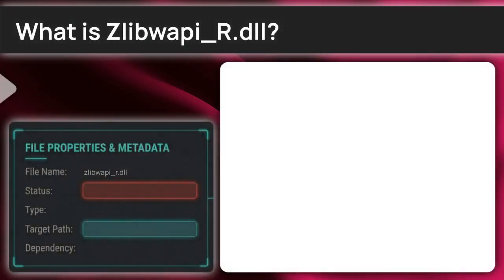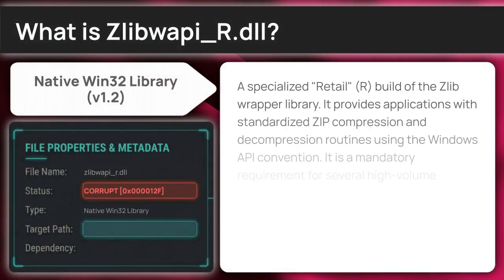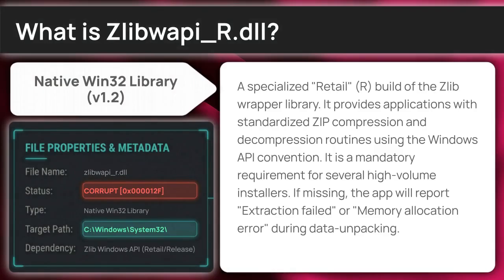This is the Zlib Windows API runtime, a specialized retail R build of the Zlib wrapper library. It provides applications with standardized zip compression and decompression routines using the Windows API convention. It is a mandatory requirement for several high-volume installers. If missing, the app will report extraction failed or memory allocation error during data unpacking.